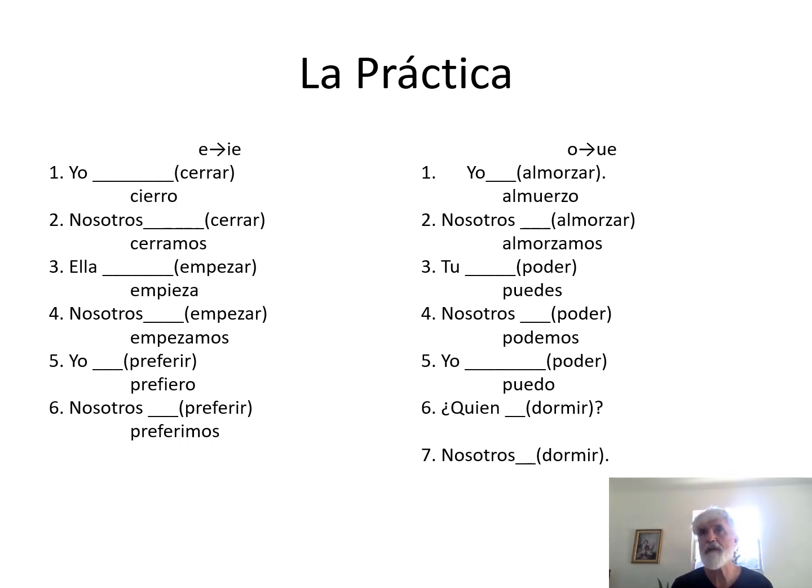Now, let's look at number 6. It's asking a question. The subject is quién, who. Well, what's the subject pronoun there? It's the ella pronoun, so we want the ella form of dormir. Is there a stem change with the ella conjugation? Of course, there always is a stem change with ella, with the third person singular. So it will be quién duerme. The O goes to UE. Okay, and finally, what about nosotros? There's never a stem change, so nosotros dormimos. We sleep. Quién duerme? Who sleeps?